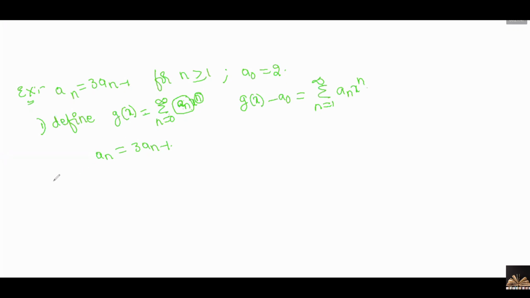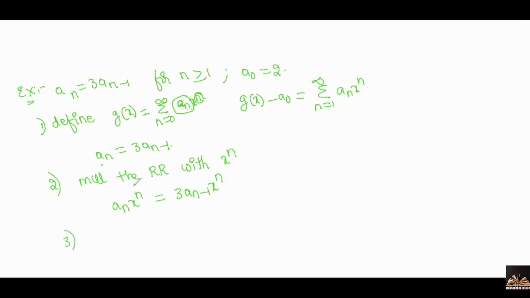This is the given recurrence relation. The first step is you need to multiply the given recurrence relation with x power n, because here we have an into x power n. Therefore you will get an into x power n is equal to 3an minus 1 into x power n. This is the second step.